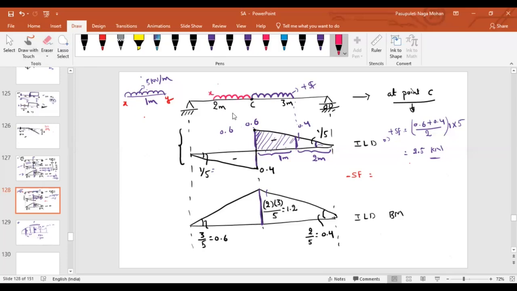So this is the point X, this is the point Y, and the length between is 1 meter. This is for negative shear force. Now similarly, we have to find the corresponding ordinates. This ordinate we already know, 0.4. What about this ordinate? What about the total length from here to here? 2 meters. From here to here, how much? 1. Now, what about from here to here? 1 meter. So, what about this ordinate now?